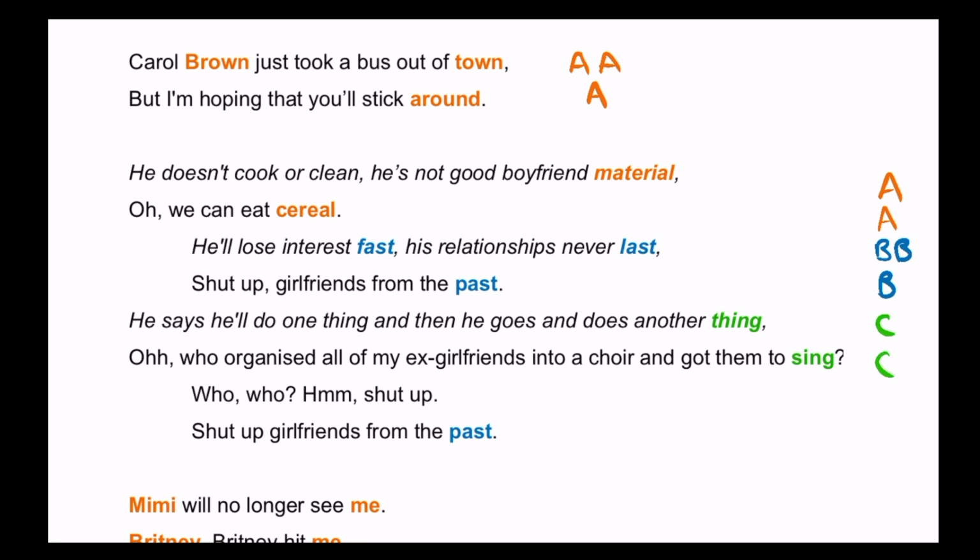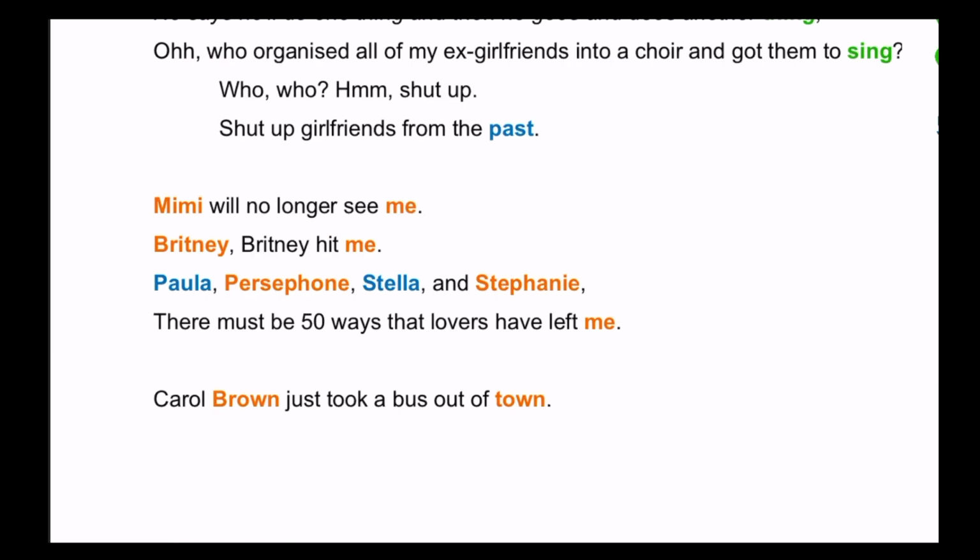Then we get CC with thing and sing. And then we come back to the B rhyme in past to round out that section. So that one overall goes A, B, C, B. When we get to the next verse, it's mostly rhyming with itself, but we do have a B rhyme internally in the middle of line 3. We've got an A rhyme with this me sound in Mimi, me, Brittany, me, Persephone, Stephanie, me. But then inside that, we've got Paula and Stella as a B rhyme for a little bit of interest in the middle of that there.